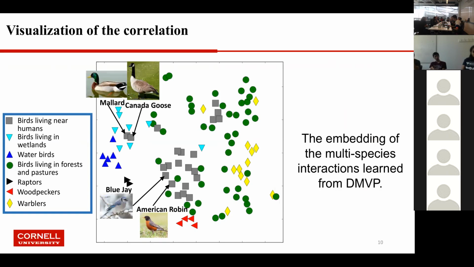Oh, yeah. Very good. That reflects the interaction between those species conditioned on the feature.